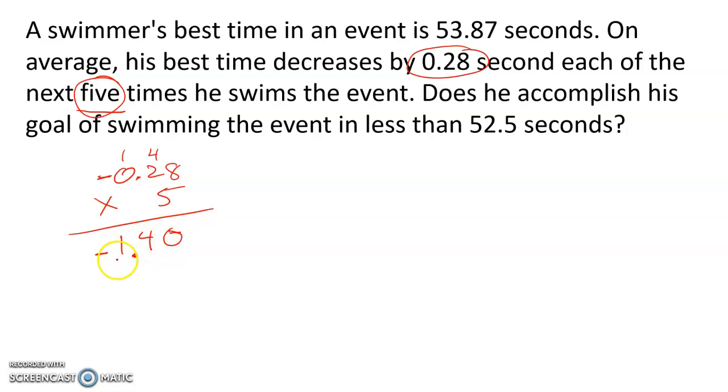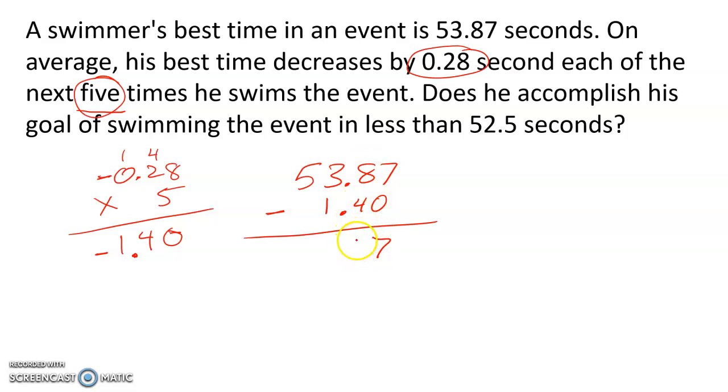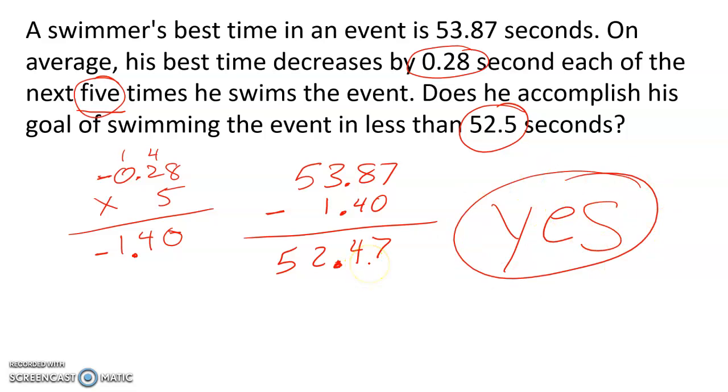So they should take off 1.4 seconds. So if they had 53.87, you shave off 1.40 seconds. We're going to subtract those. We end up with 52.47 seconds. So we want to look, did they accomplish their goal? Their goal was 52.5. So did they get it less than 52.5? Yes, they did. They got it barely, by 0.03 seconds. So that would be a yes.